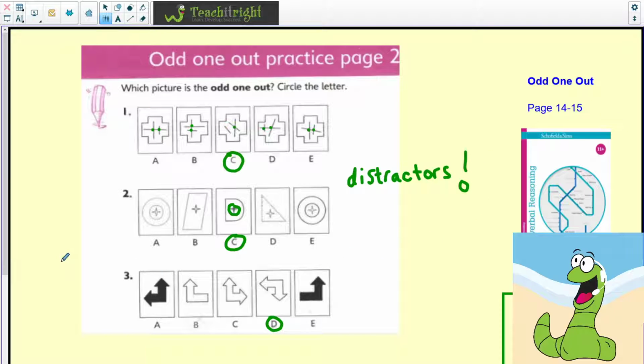Question 3, the answer is D. And the reason that it's D is the other 4 all have an arrow pointing up. So we've got an arrow upwards, upwards, upwards and upwards, but not on D. Got one pointing off to the left and one pointing down.